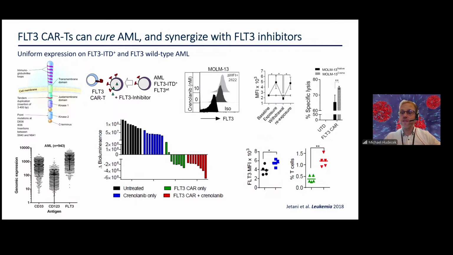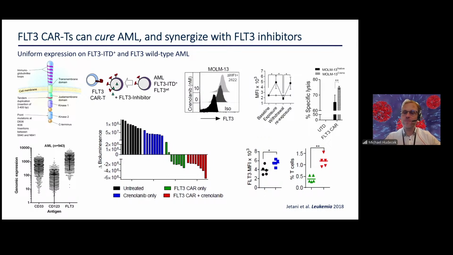FLT3 is also a surface antigen, so it is amenable to targeting with antibodies, bispecific antibodies, and CAR T cells. It's actually quite consistently and prevalently expressed on AML cells, even higher and more uniformly than CD123. And so we've reported on the preclinical assessment of FLT3 CAR T cells, which we find are very effective in delivering anti-leukemia activity.